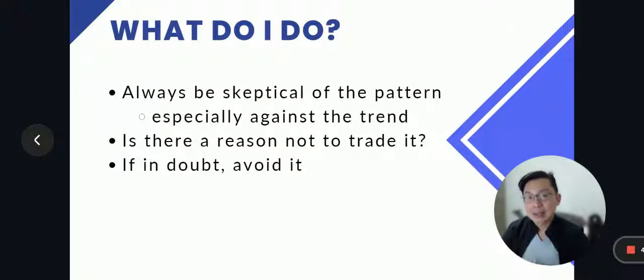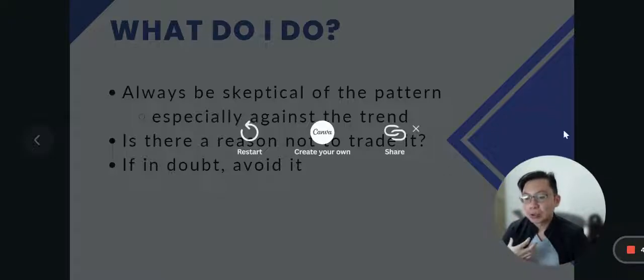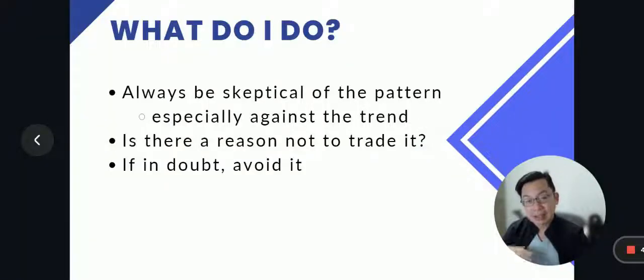I always ask myself, is there a reason not to trade this candlestick pattern? Instead of finding 10 reasons to trade this pattern, you need to just find one reason why you should not take this pattern, and I'll skip it. For me, if I am in doubt, I will avoid this candlestick pattern. So let's go over to some charts, practical ones, to share with you some examples and case studies.